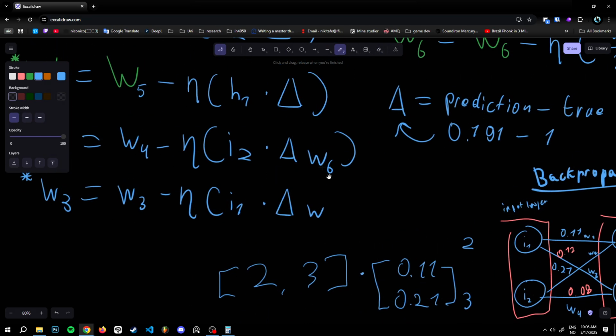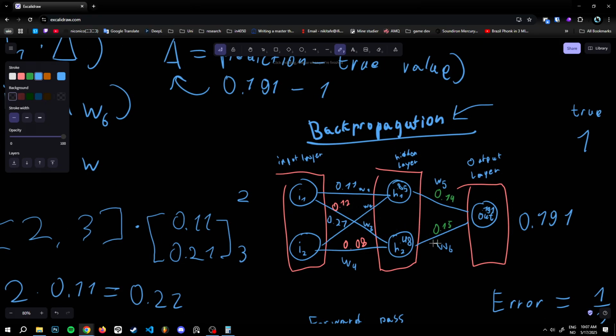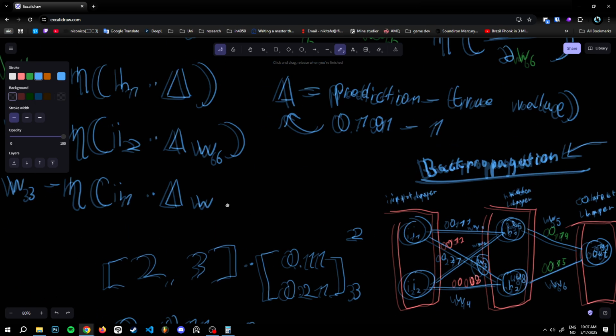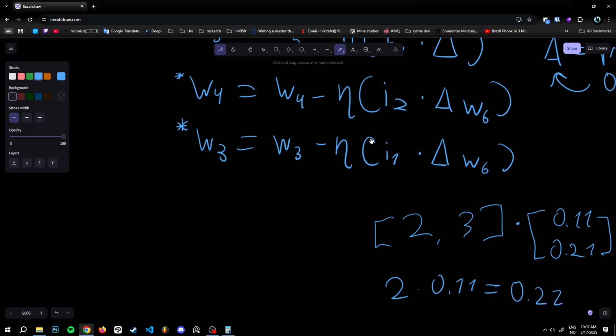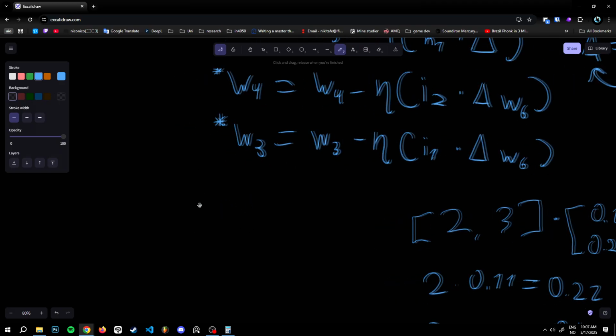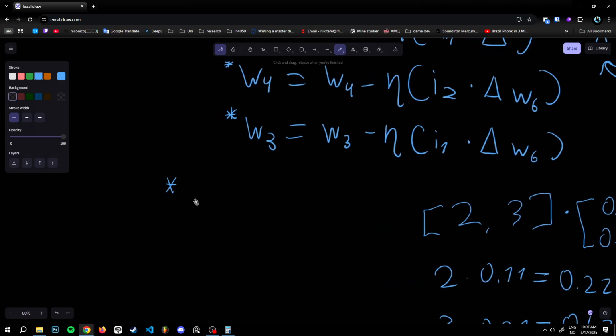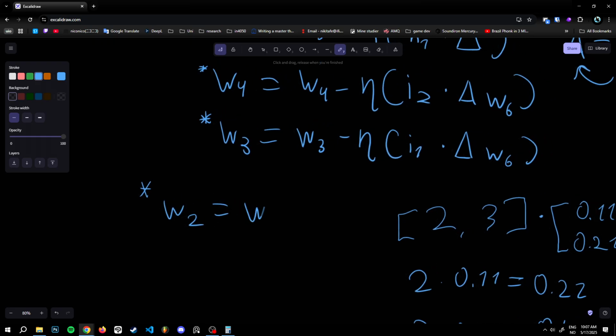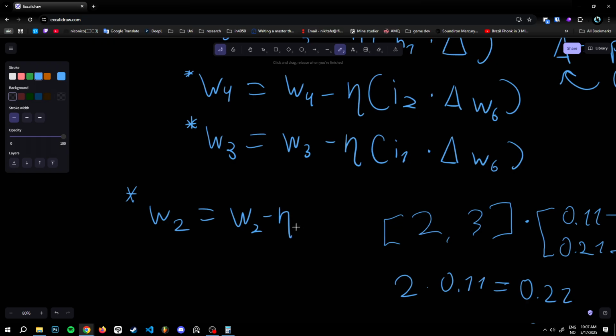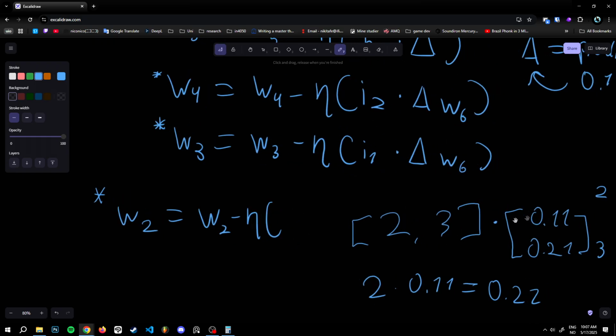Okay, so what was the weight that was part of me? Weight 6, right? What was the weight that I was passed into? I was passed into weight 6. So weight 6 is in the end what contributed to it. And then we do the change in weight 2, actually. We do weight 2 minus eta.